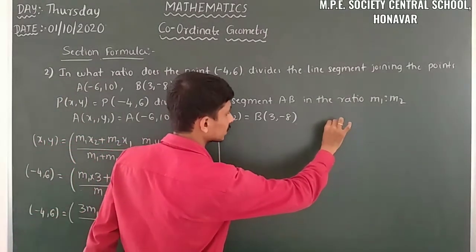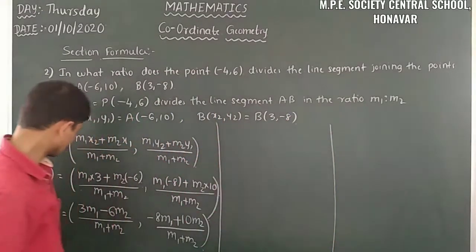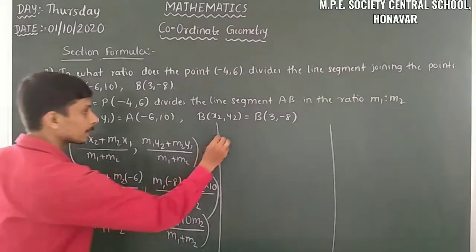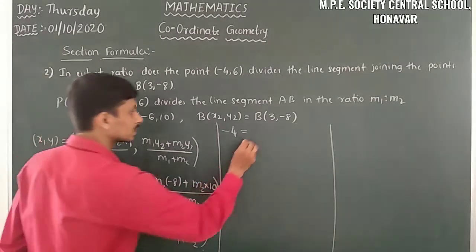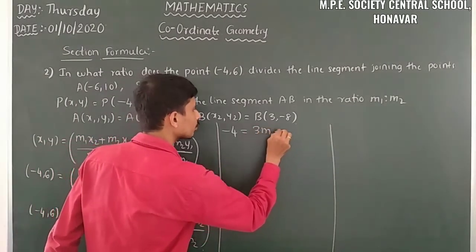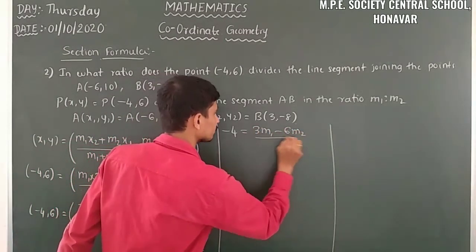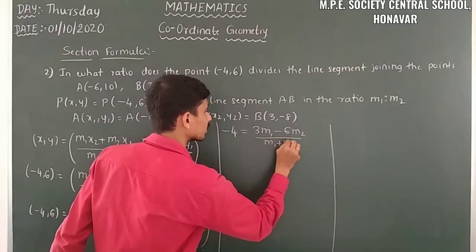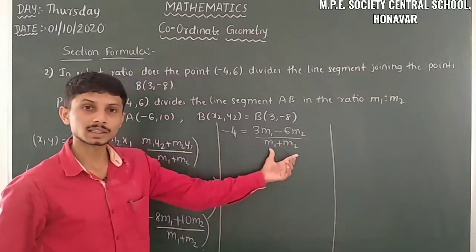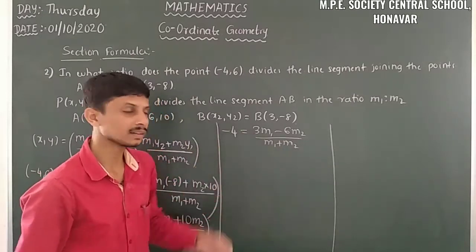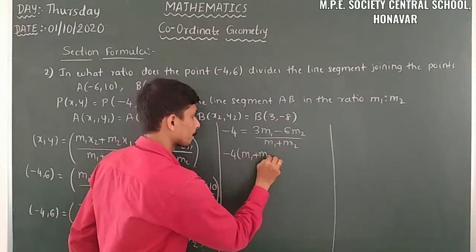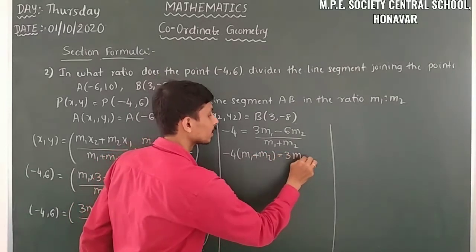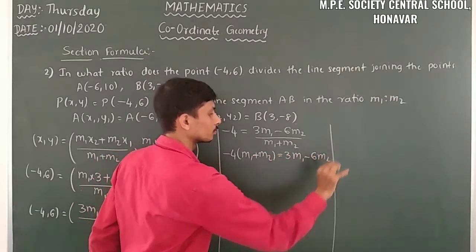So I will part this blackboard into two parts. Firstly I will take the x coordinate, that is minus 4 is equal to 3m1 minus 6m2 divided by m1 plus m2. So here I will transpose this m1 plus m2 to this side. So it becomes minus 4 into m1 plus m2 is equal to 3m1 minus 6m2.